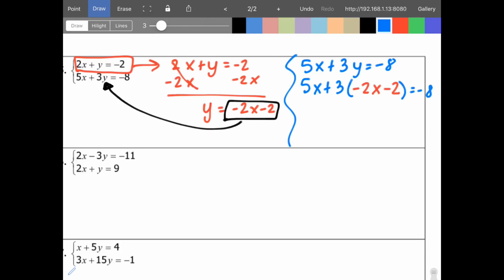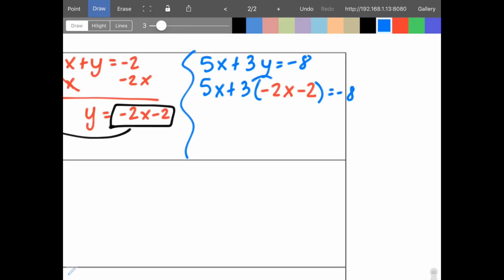Okay, now look at this piece right here. We're going to distribute. Okay, so we have 5x. Now 3 times negative 2. Let me do it this way. So I'm going to bring down the 5x. 3 times negative 2 is negative 6x. 3 times negative 2 is negative 6.